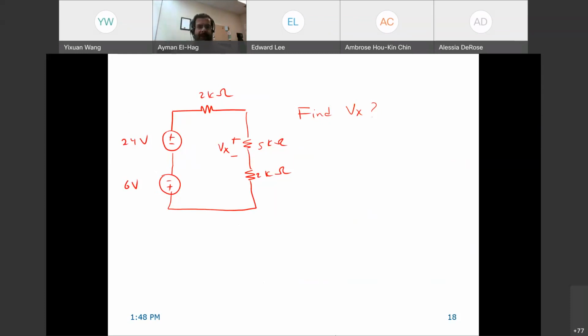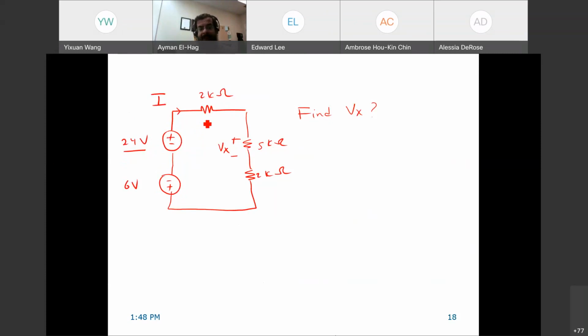So let's solve this question. As I said, what is the first thing to do? Assign a current direction. Usually we assume the current leaves the positive terminal. Here we have 2 voltage sources. This is a higher voltage, so we assume the current goes in this direction, but it doesn't matter. Even if you assume the current the other way around, you will get it right. So here, this is your I, going in this direction, leaving the positive terminal.